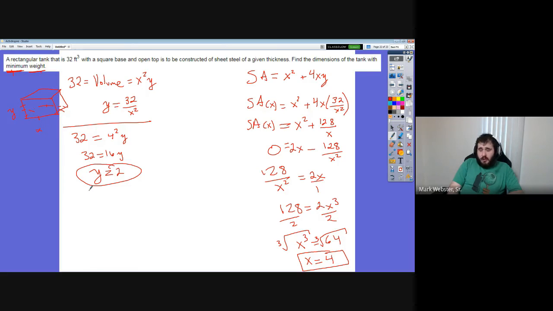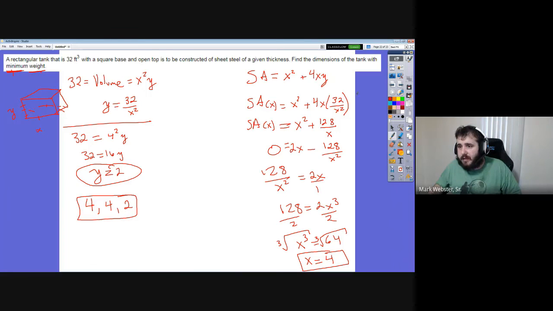The dimensions, length, width, and height, well, x, and y, right? So 4, 4, and 2. Those are our 3 dimensions. Okay. Last one, and then I'm going to give you the rest of the time to work.